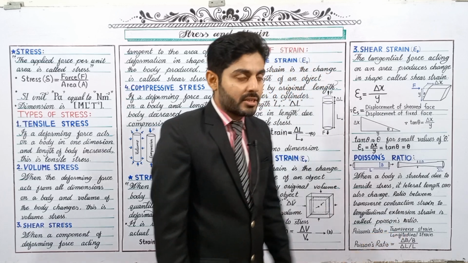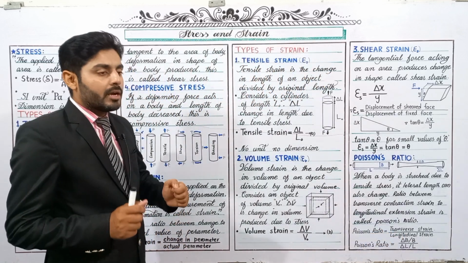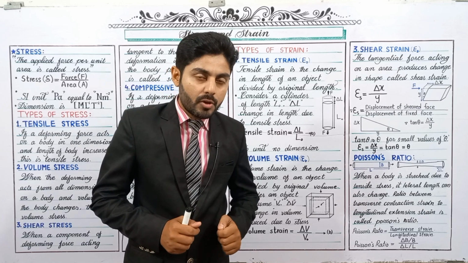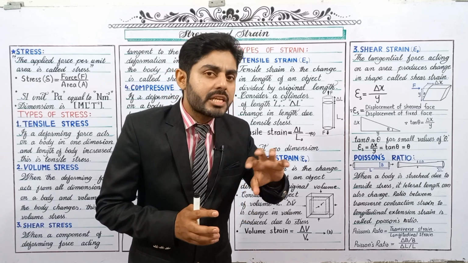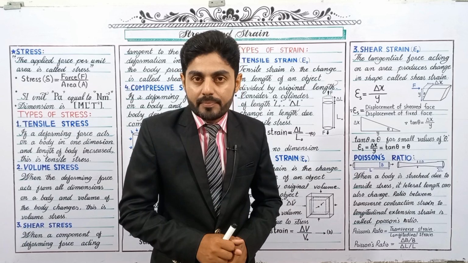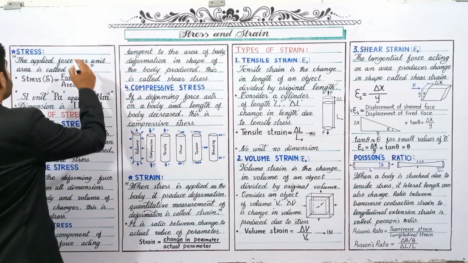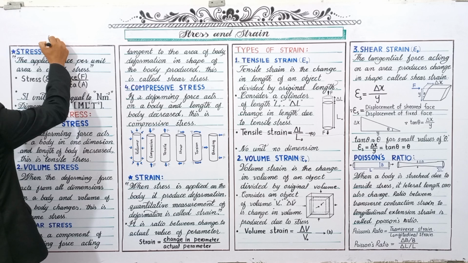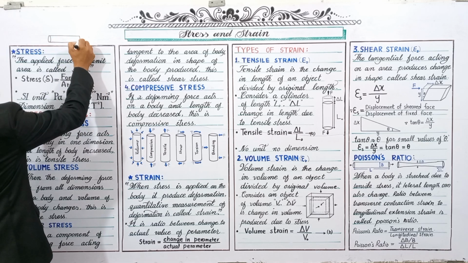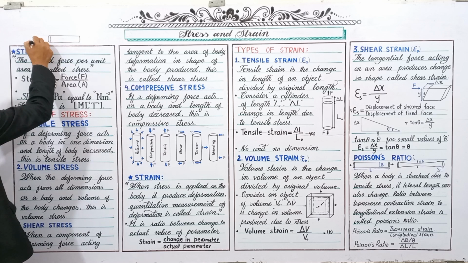Okay, let's start with stress. What is stress? My dear students, when you want to deshape a body, when you want to have some deformation in a body, you just apply a force upon the area of the body. For example, we have a cylindrical object like this, and we are applying the force in this direction. This is the applied force direction.